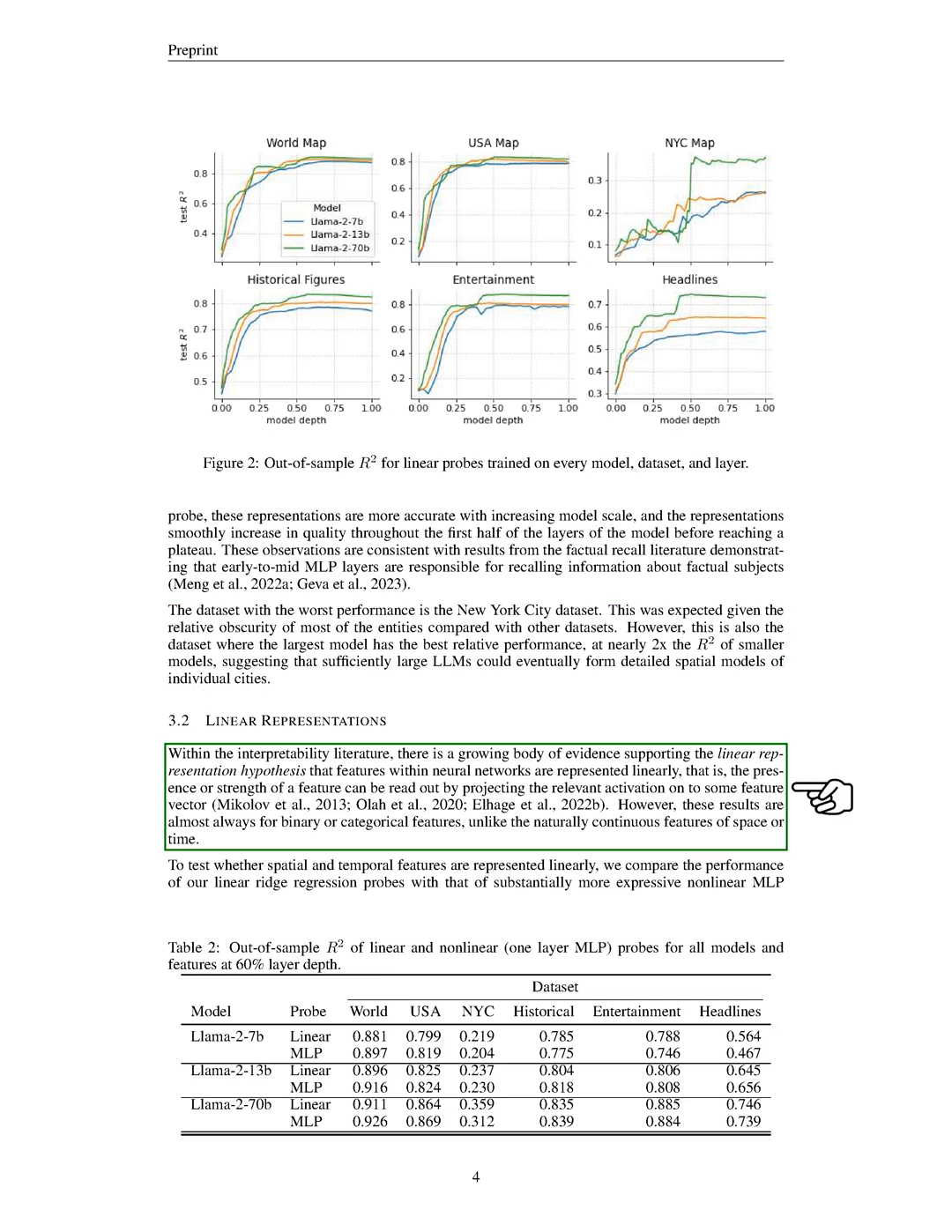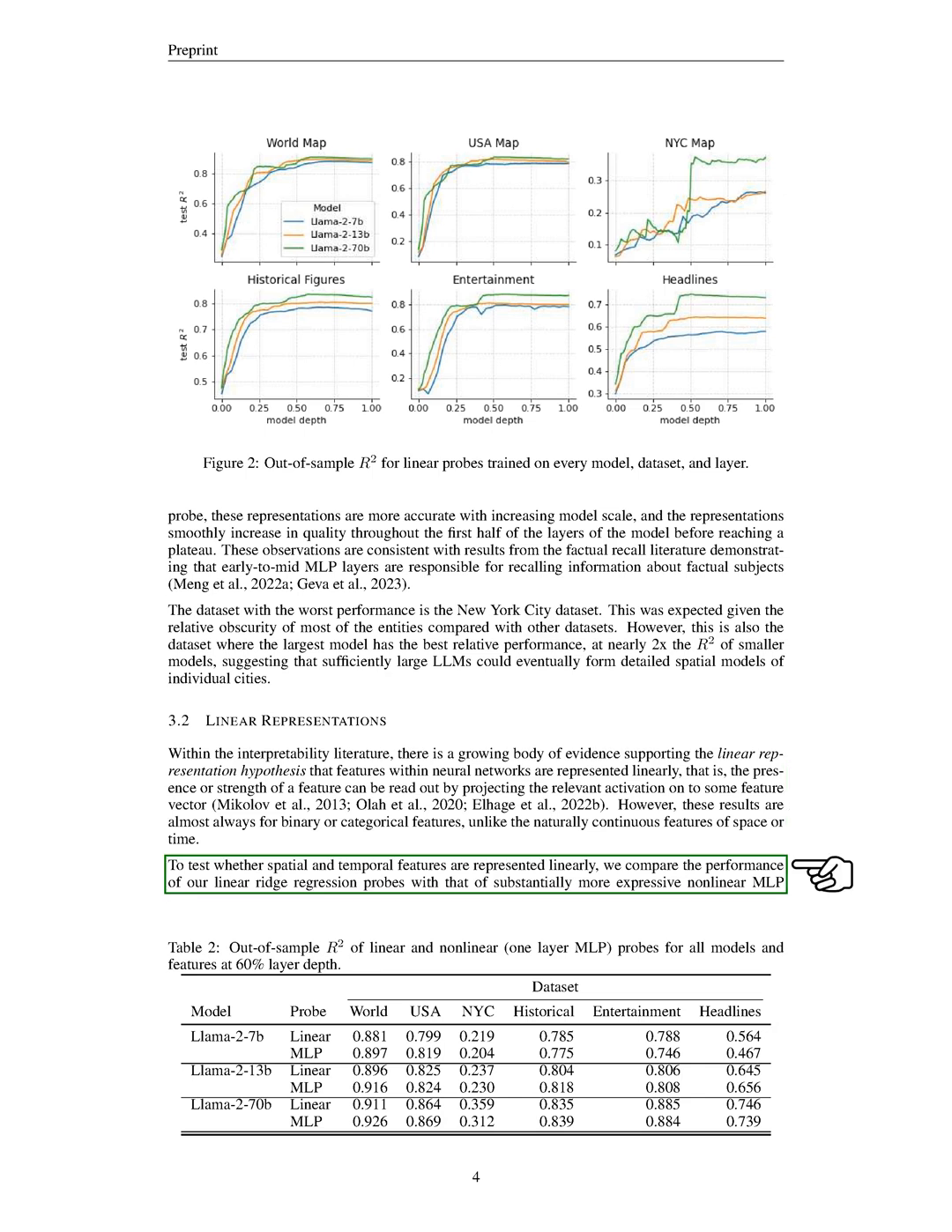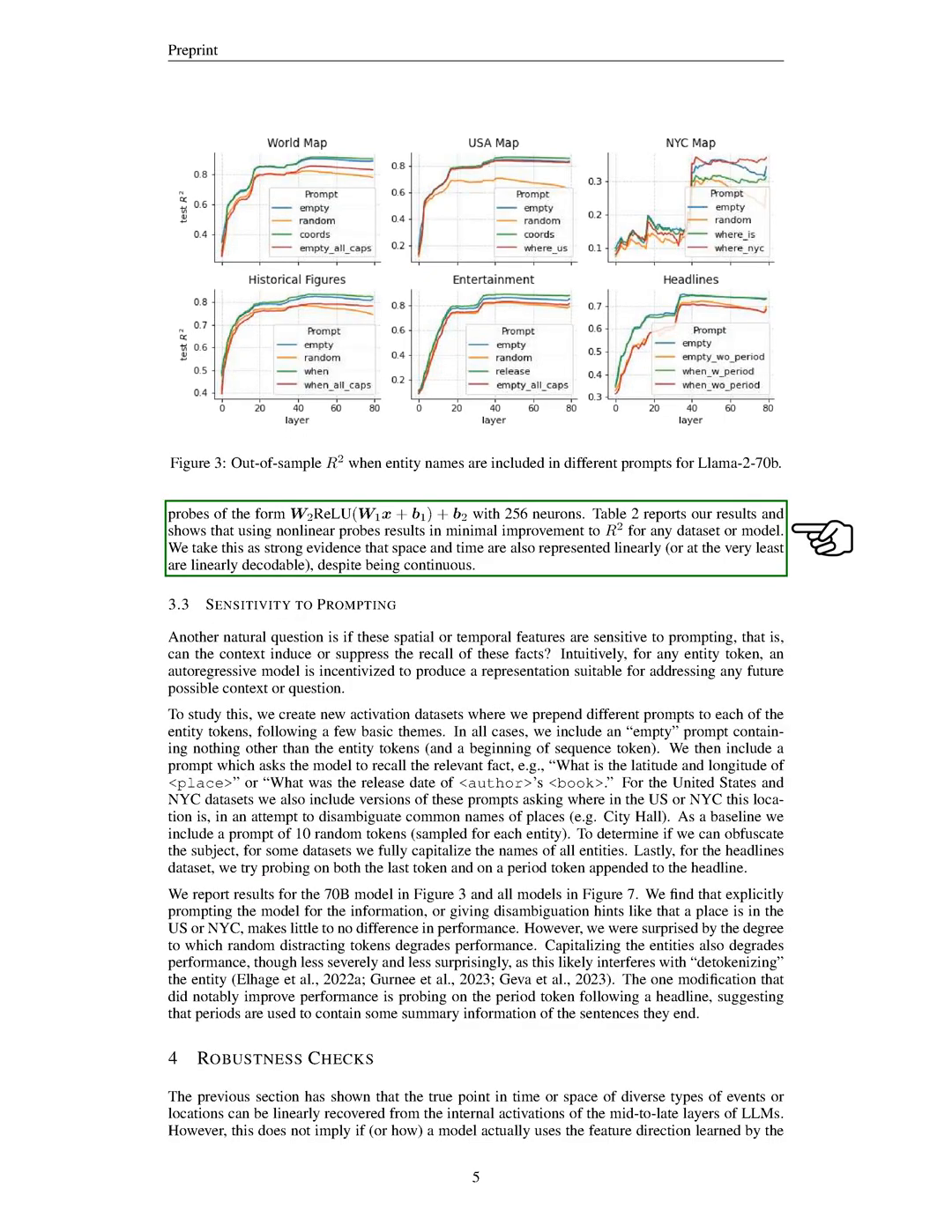There is growing evidence in the interpretability literature that features within neural networks are represented linearly. However, these results are usually for binary or categorical features, unlike the naturally continuous features of space or time. To test whether spatial and temporal features are represented linearly, we compared the performance of our linear ridge regression probes with more expressive nonlinear probes. Our results showed minimal improvement using nonlinear probes, suggesting that space and time are also represented linearly, despite being continuous.